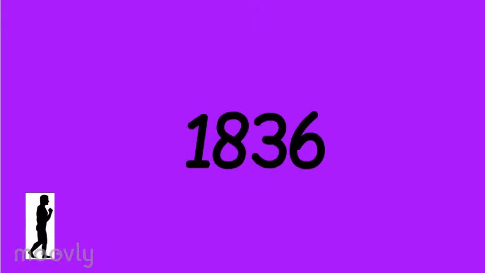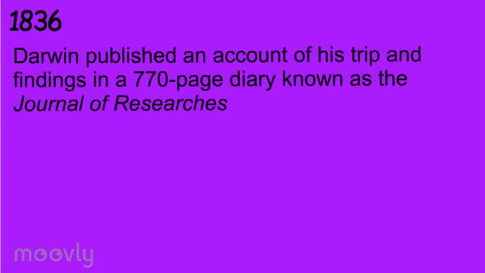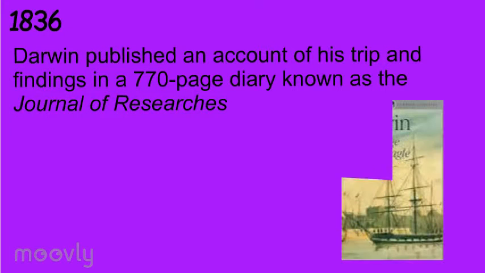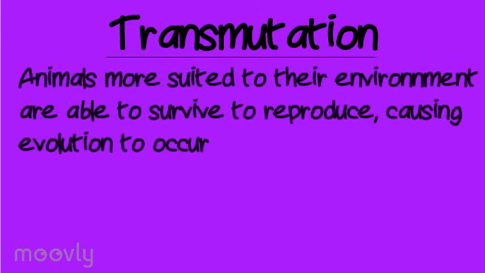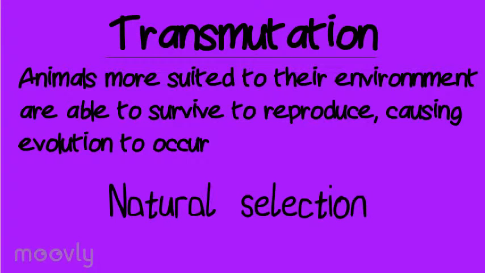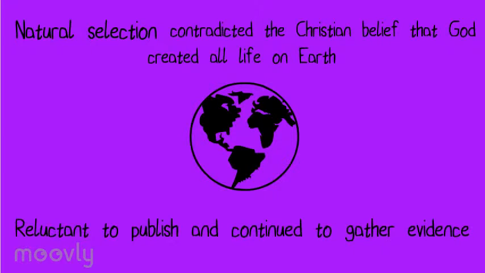After Darwin's return in 1836, he published an account of his trip and findings in a 770-page diary known as the Journal of Researches, or the Voyage of the Beagle. He also began to understand more about evolution, at the time known as transmutation, where animals more suited to their environment were able to survive to reproduce, causing evolution to occur in a process known as natural selection. However, this idea contradicted the Christian belief that God created all life on Earth. As a result, Darwin was reluctant to publish and instead continued to gather evidence.